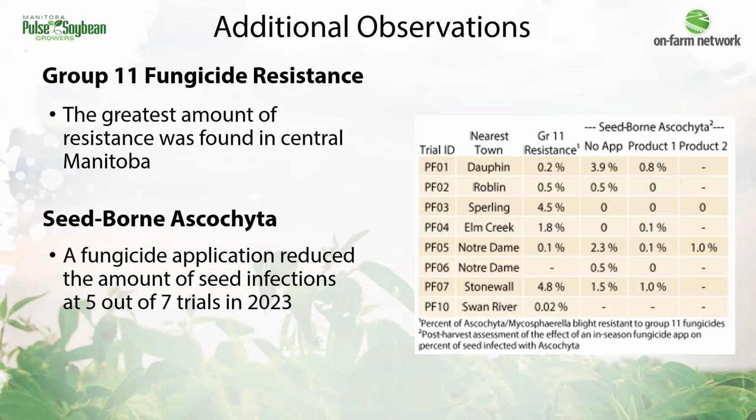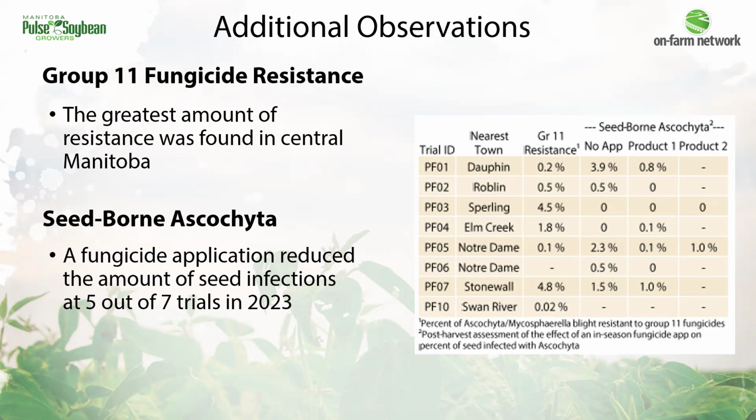This year, we tested some additional things like group 11 fungicide-resistant seed-borne Ascochyta. For group 11 resistance, we sampled 10 pea plants with visible symptoms from untreated areas of the field and tested them to determine the proportion of the disease population that was resistant to group 11 fungicides. The greatest amount of resistance was found in central Manitoba at 4.8%.